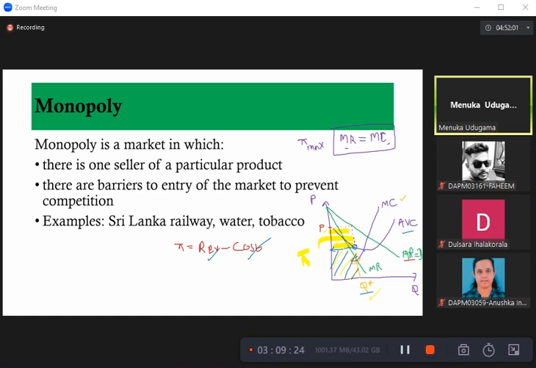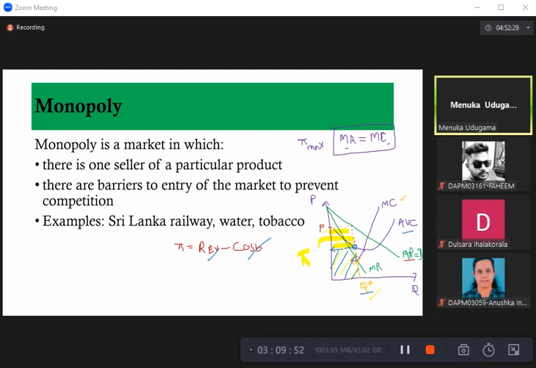So now for a monopoly, you can price wherever you want. You can even discriminate, meaning you can charge different prices from different groups of people. For example, let's take a movie ticket. You can charge less from senior citizens or from students and charge more from the others. So you can discriminate price depending on how much they're willing to pay, for example.